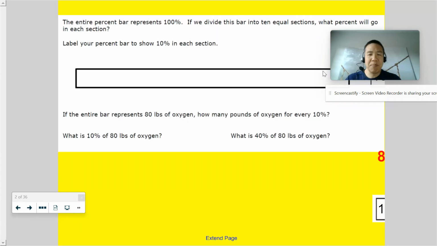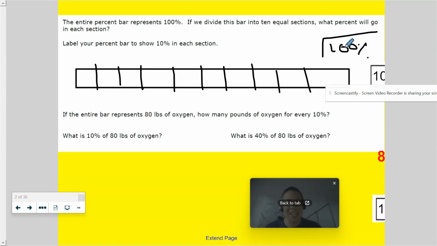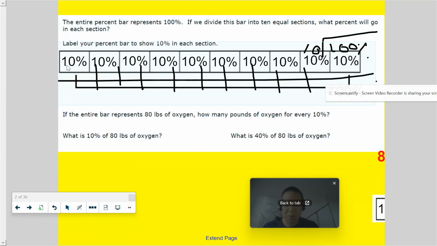So this entire bar represents 100%. If we divide this bar into 10 equal sections, so let me get my pen and literally divide it into 1, 2, 3, 4, 5, 6, 7, 8, 9, 10 equal sections. That's 100%. What percent will go into each section? If it's 100% and I'm dividing it into 10 equal sections, what's 100% divided into 10 sections? 10%. That means each bar would be 10%. So each bar represents 10%.